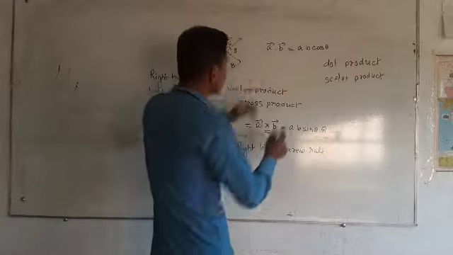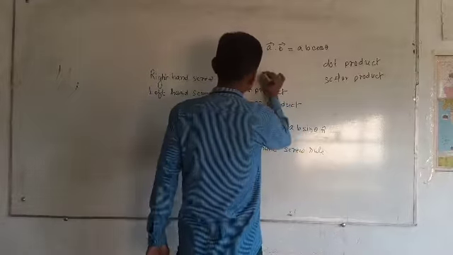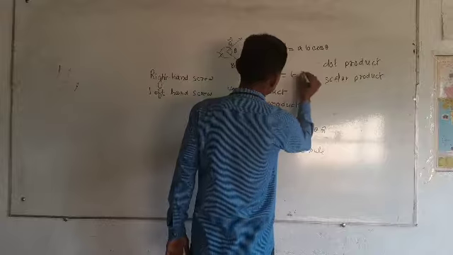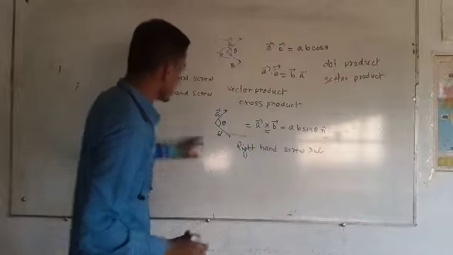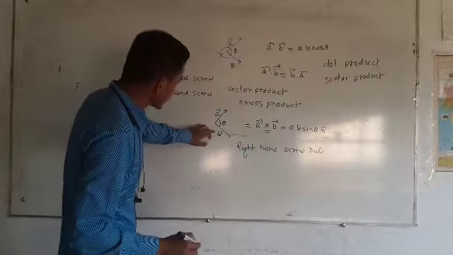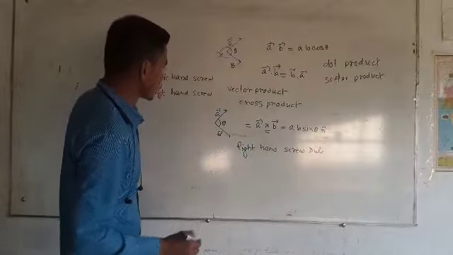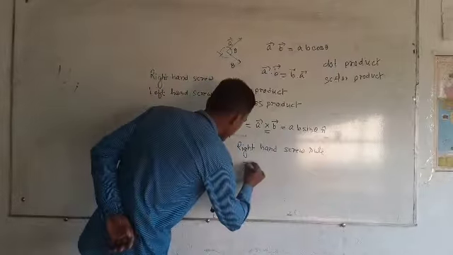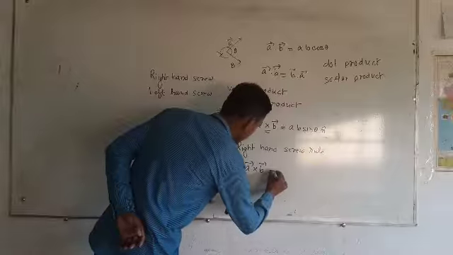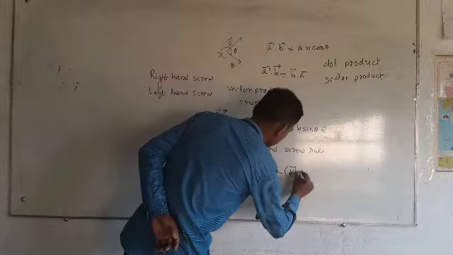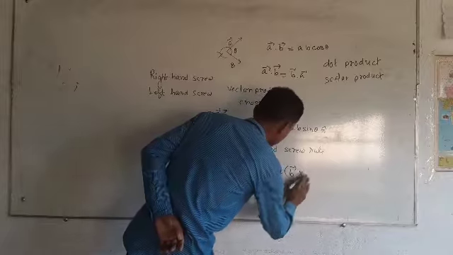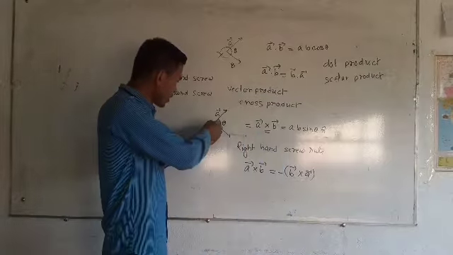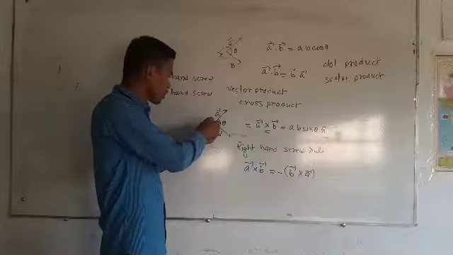In dot product, A dot B is equal to B dot A. There's no difference. But in cross product, A cross B and B cross A are different. A cross B is equal to minus of B cross A, because when I swap from B to A, the screw will turn back like this.